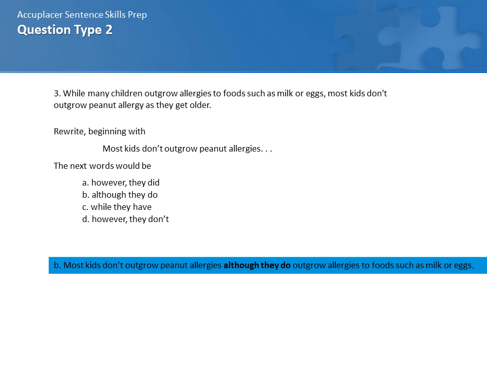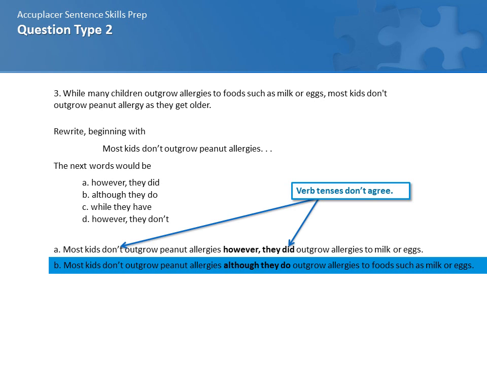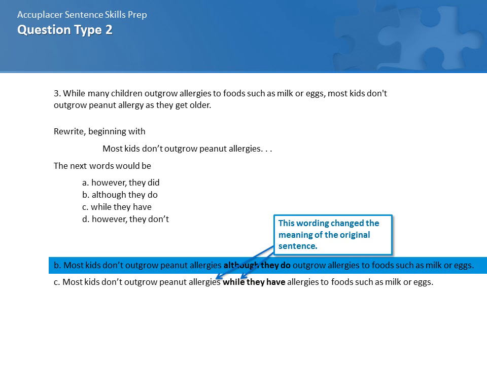If we imagine a sentence using option A, it might read like this. Most kids don't outgrow peanut allergies, however they did outgrow allergies to milk or eggs. So we have a problem right here with a verb tense shift from don't to did, and that would not be correct. C, while they have, is problematic also. Most kids don't outgrow peanut allergies while they have allergies to foods such as milk or eggs. This doesn't work because this wording actually changes the meaning of the original sentence.